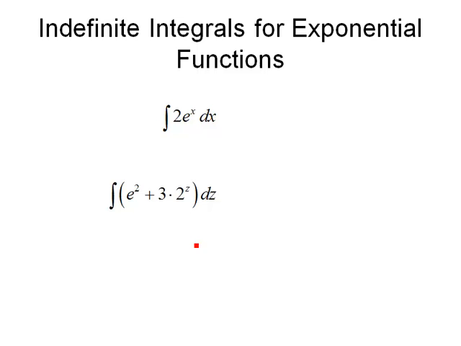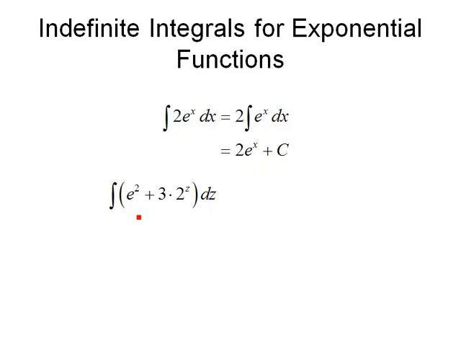So let's use those rules. Let's take the antiderivative of 2 times e to the x dx. The first thing I'll do is pull the constant 2 out in front and take 2 times the antiderivative of e to the x dx. The antiderivative of e to the x is just e to the x, multiply by the 2, and now add our constant on. So there's our antiderivative.